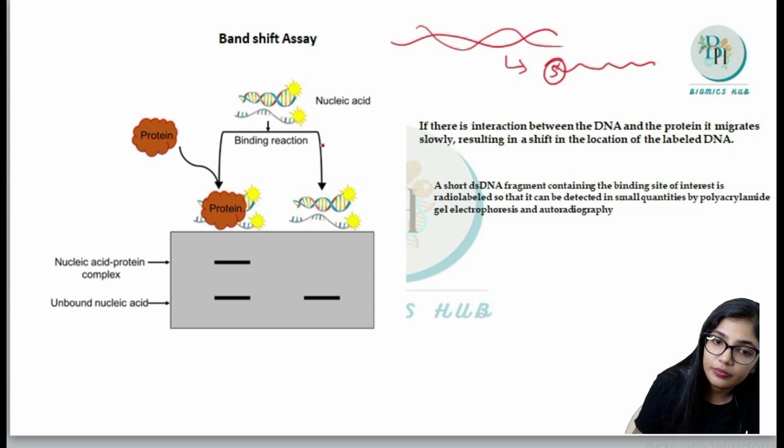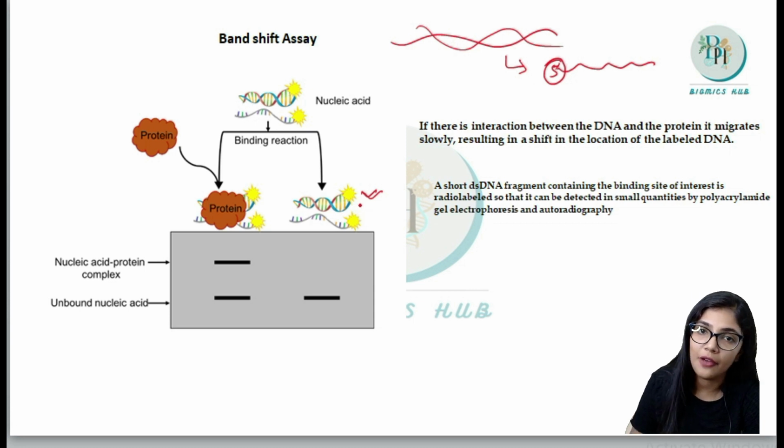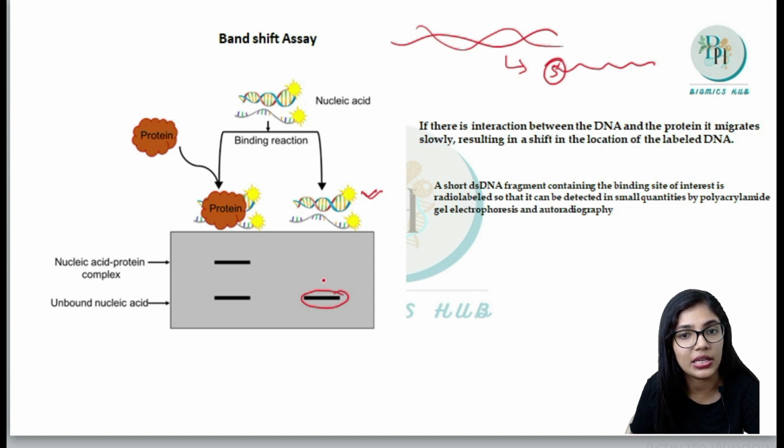In one well of the gel, we add the labeled DNA. This is the only DNA. As only DNA is present, it has low molecular weight. Due to its low molecular weight, it can easily migrate through the gel, and the band which we get is at the bottom, as it is moving easily.